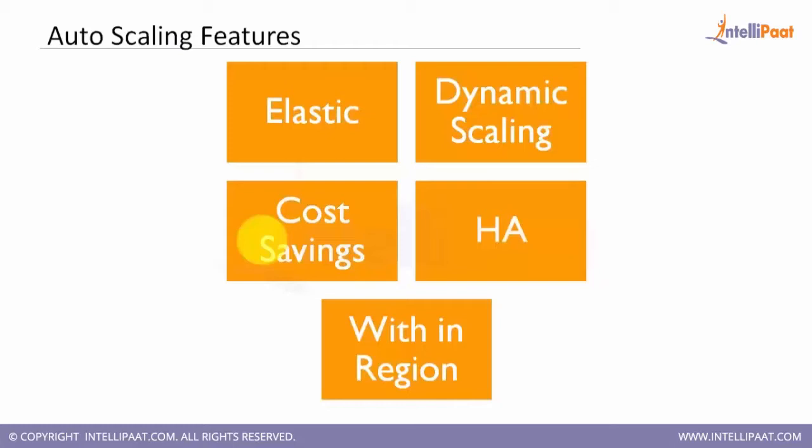So it helps you for high availability. The important point is it works within a region only. So auto scaling is particular to a region. Whatever condition is defined would be part of that region only. Whenever load increases, it would keep on adding. Whenever load decreases, it would keep decreasing. It works in that way.